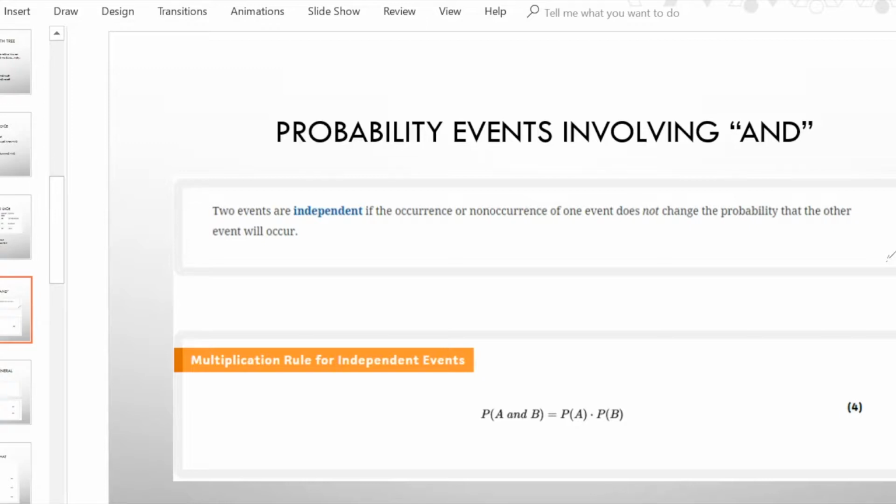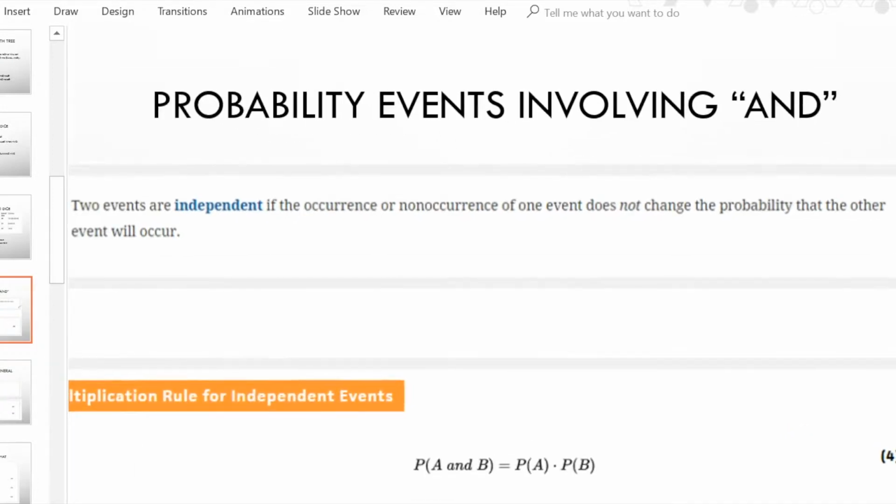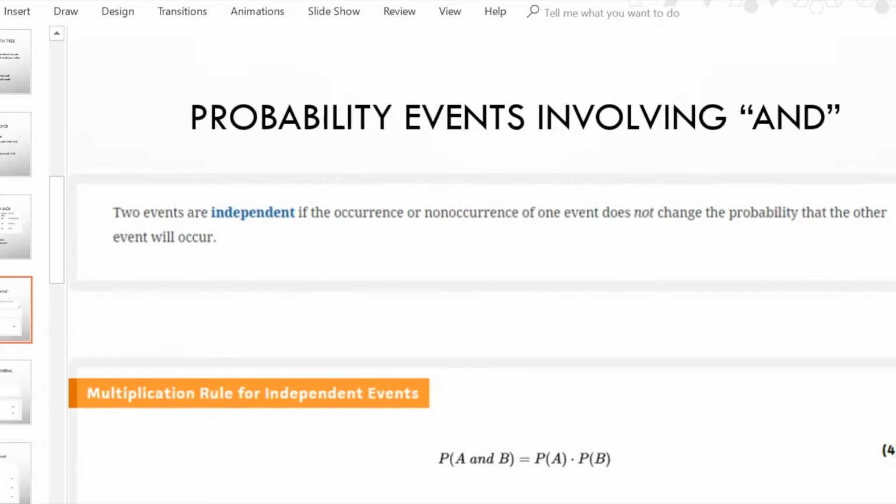So probability events involving and, meaning this and this happening, or this and then this happening. So this is when we have compound events. So talking again about formalizing our word independent, which we talked about last week, two events are independent if the occurrence or non-occurrence of one does not change the probability that the other event will occur.